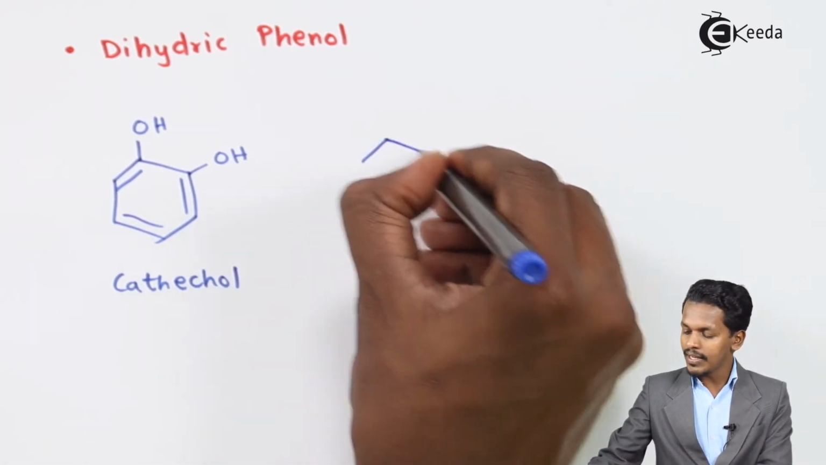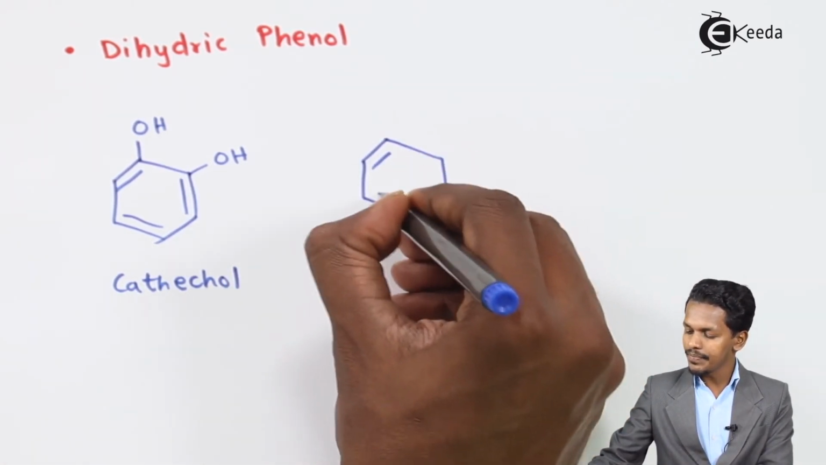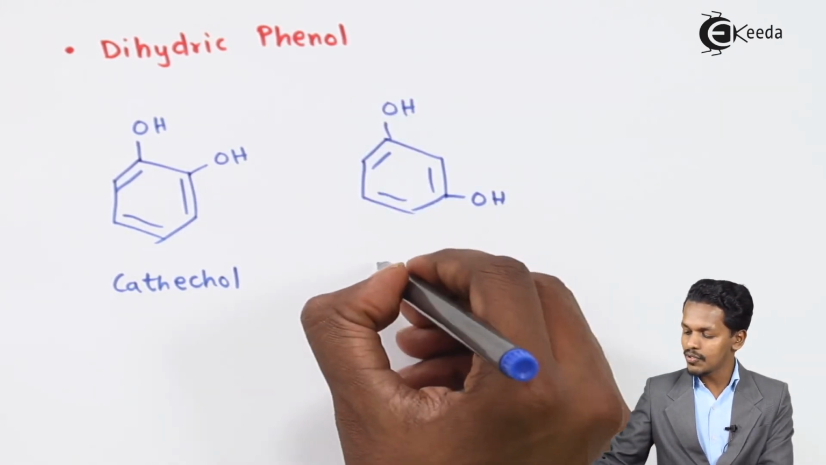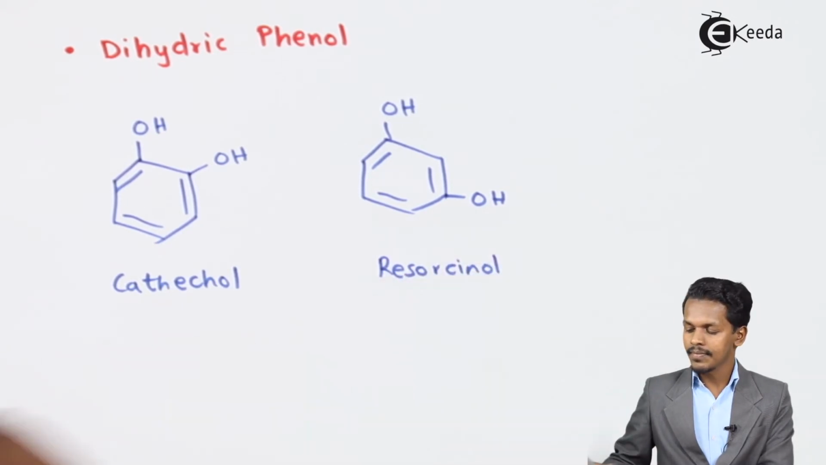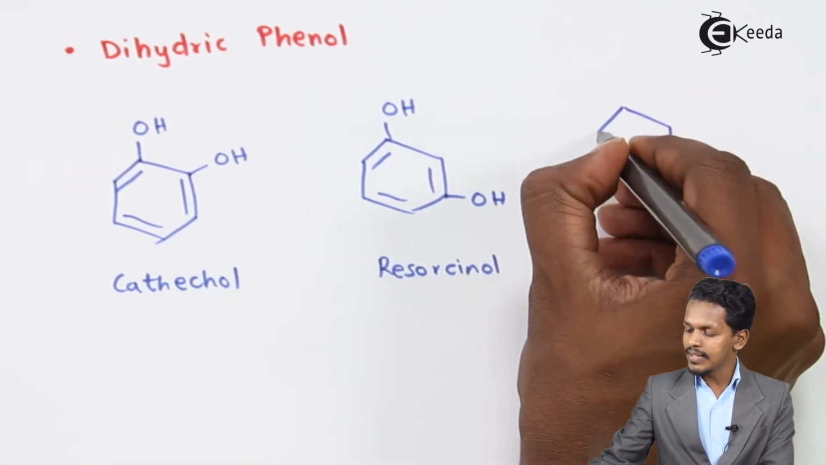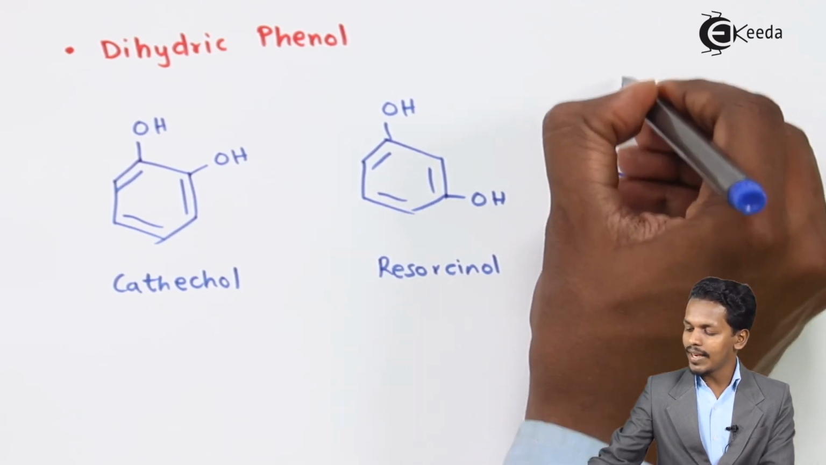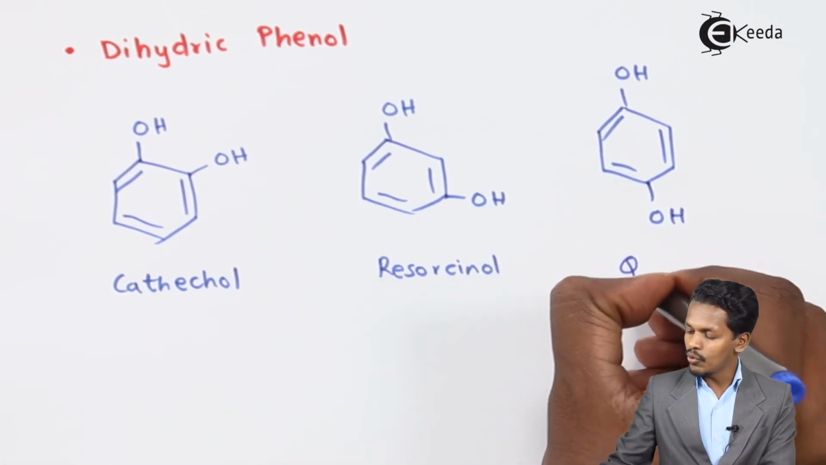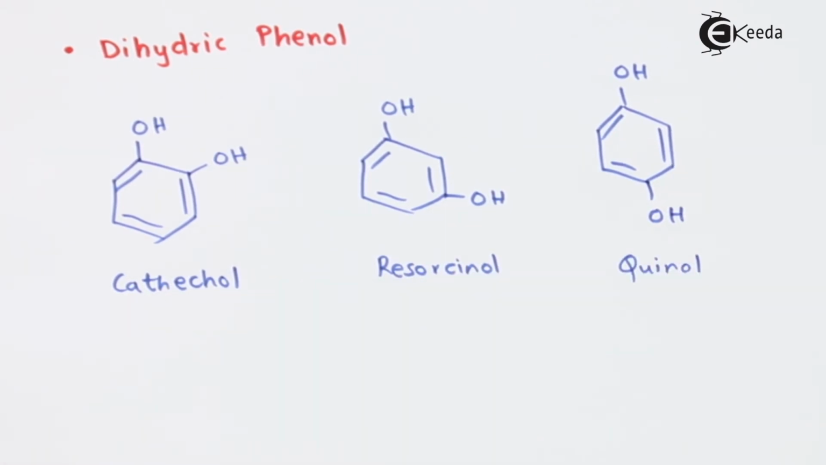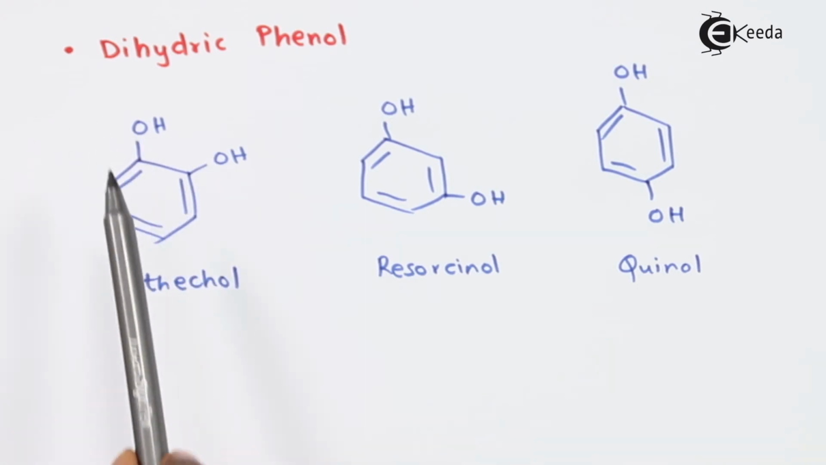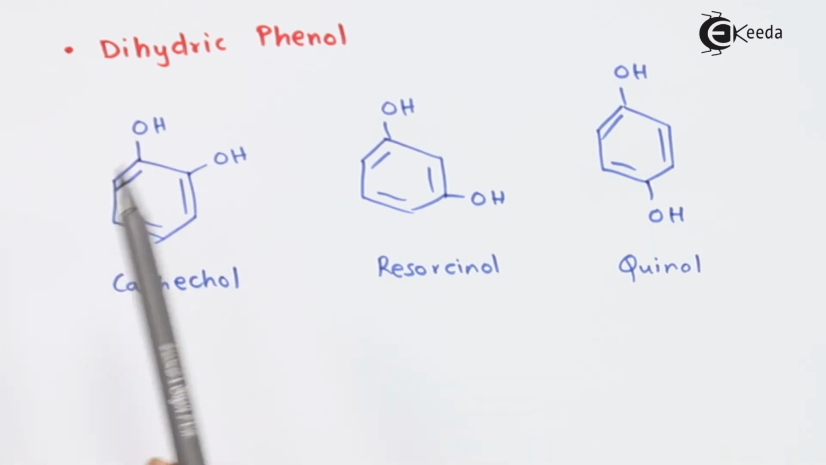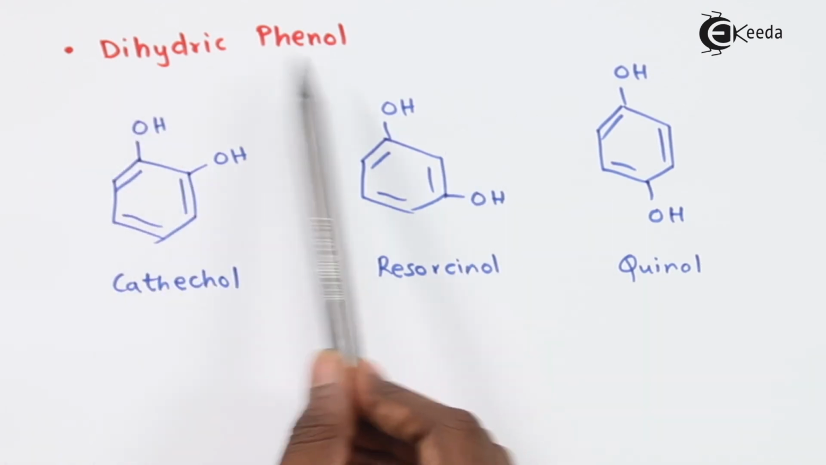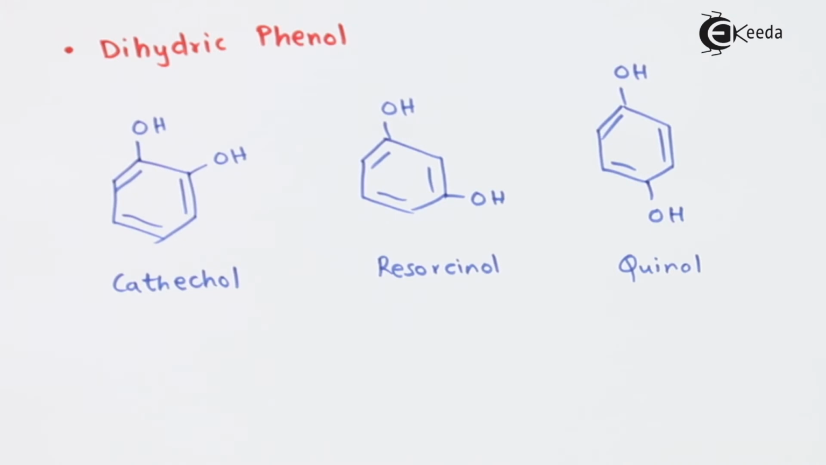Suppose I talk about another example, where the OH groups on the benzene ring are attached at the meta position with respect to each other, then this is called resorcinol. And the last one, where both OH groups are attached at the para position with respect to each other, is called quinol. In every example, you can observe there are only two OH groups attached to the benzene ring or the aromatic ring. That is the reason they come in the category of dihydric phenol.